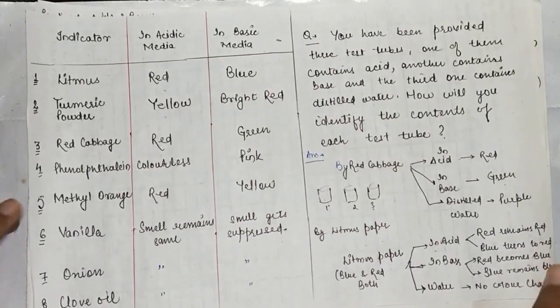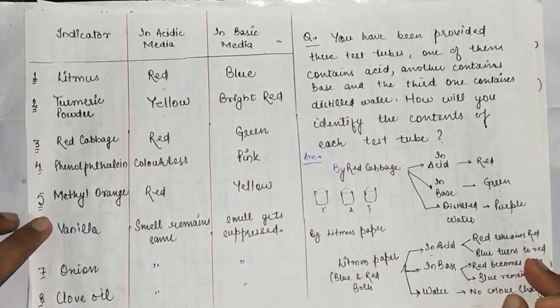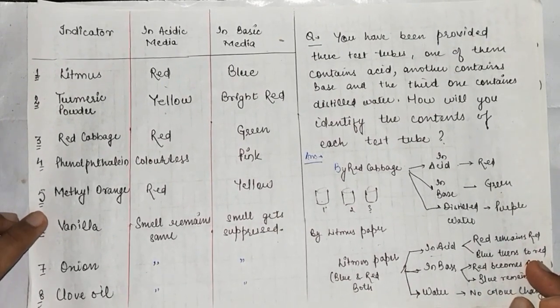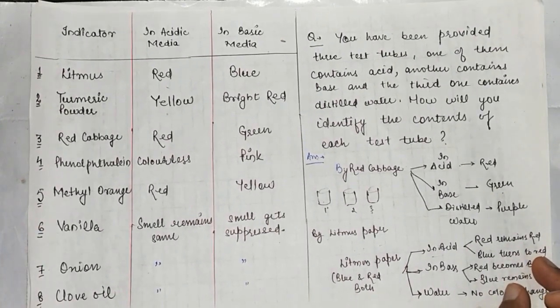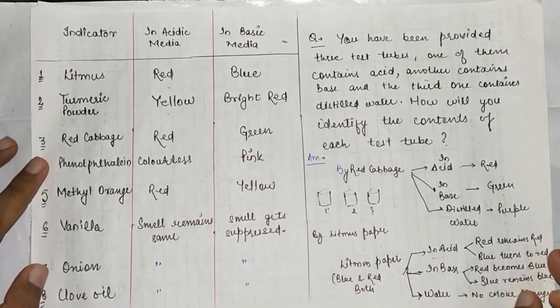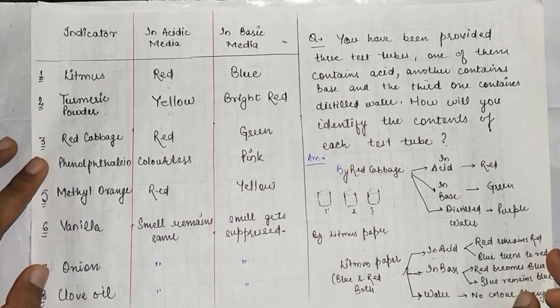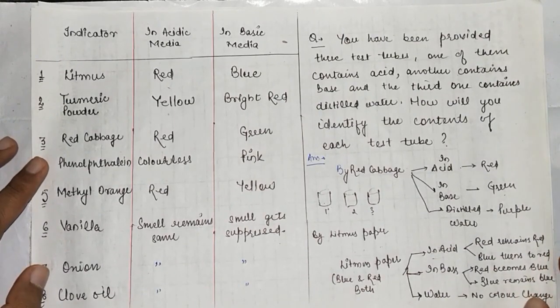You can also use a universal indicator. What happens in the universal indicator? Universal indicator turns pink or red in case of acid, and blue or purple in case of base, and it remains green in case of distilled water.